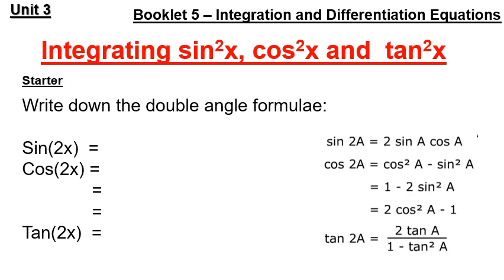Which one to use? Well, it depends on the question. Sometimes the top one comes in handy, sometimes these 2 come in handy. The last one then, tan of 2A, is 2 tan of A over 1 minus tan squared of A. Now we're going to be using these to help us to integrate sine squared and cos squared, and in particular we're going to use these 2 versions of the cos 2A double angle formulas.